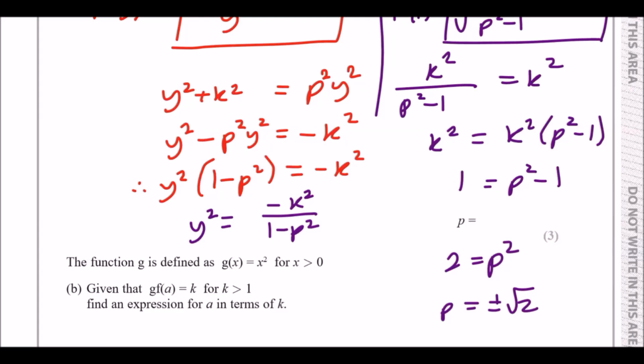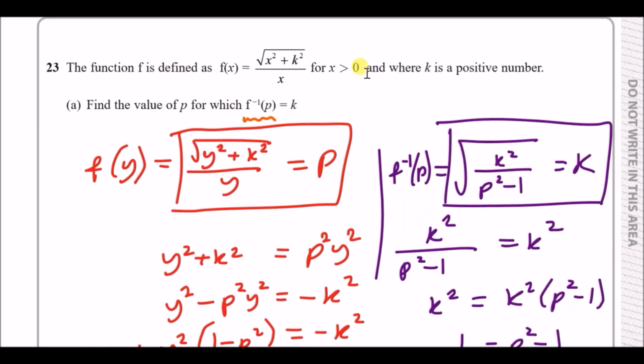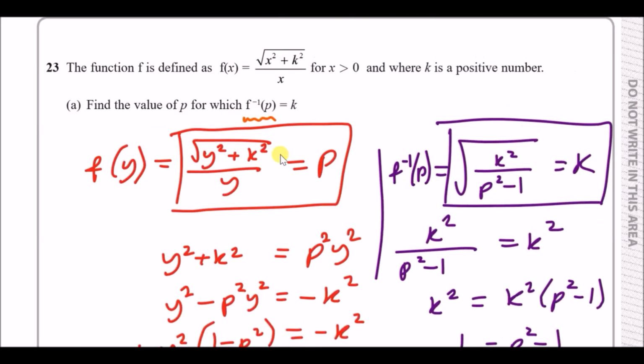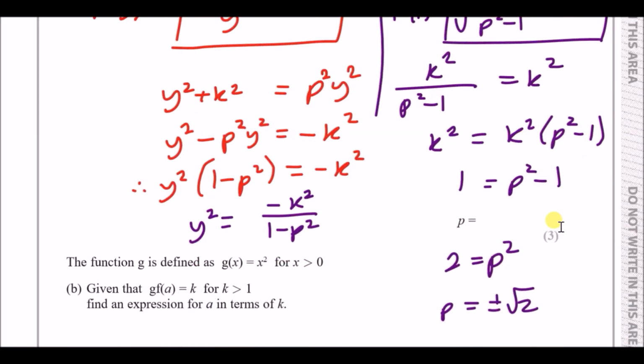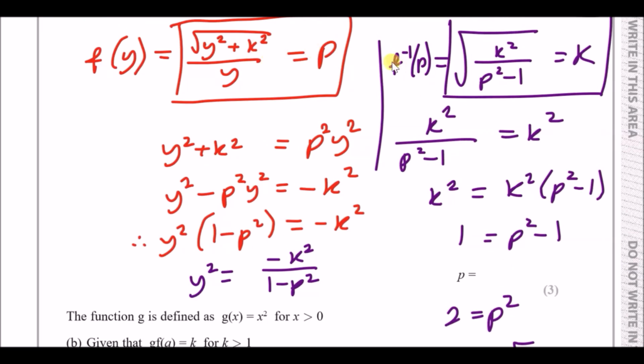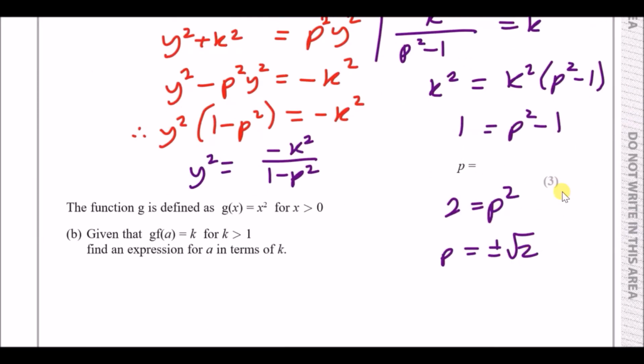Now, I think we're done, but we're just going to double check. Where k is a positive number. Okay, oh yeah, because k is a positive number, that means p would also in turn be a positive number. Because it has to be to get an actual positive value of p. But anyway, we're just going to say, therefore, p is root 2. Oof, this was a long question, wasn't it?